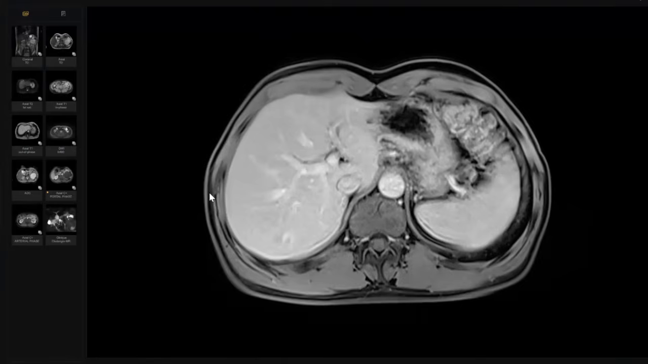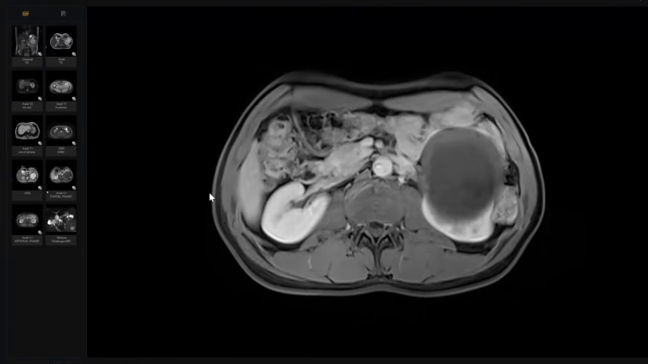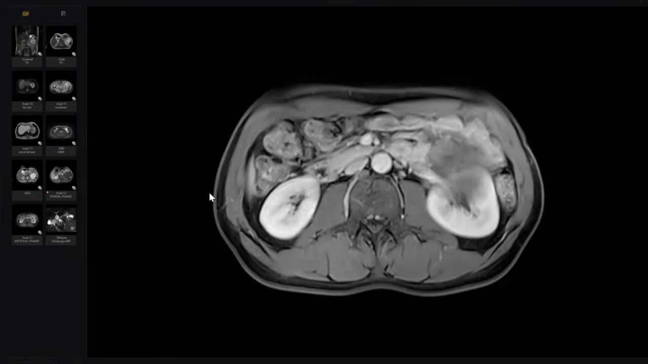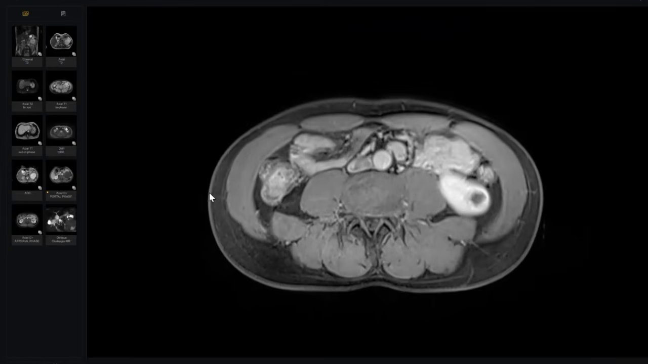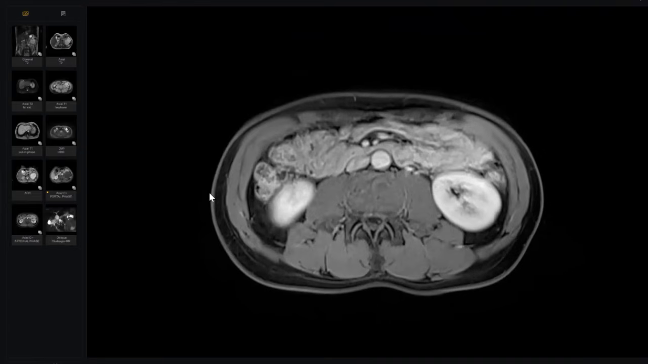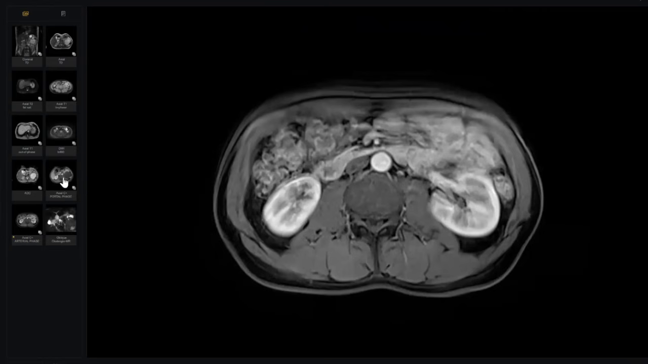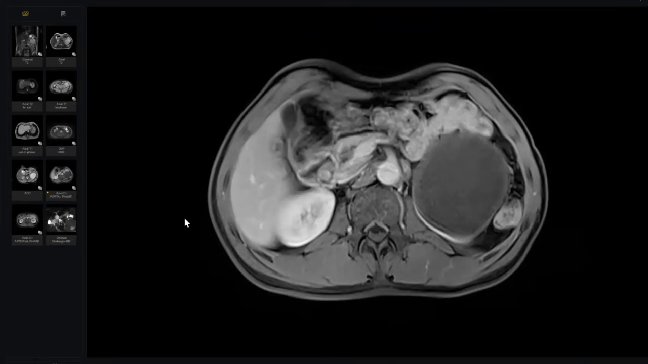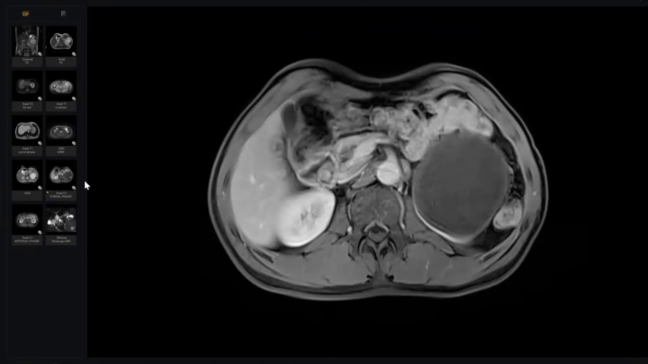So these are the post contrast T1 weighted images. The lesion is not showing any significant post contrast enhancement. And there is another cyst noted in the lower pole of the left kidney. Can I have a look at the pancreas, please, sir? The visualized pancreas appears normal. There is no dilatation of the pancreatic duct seen.